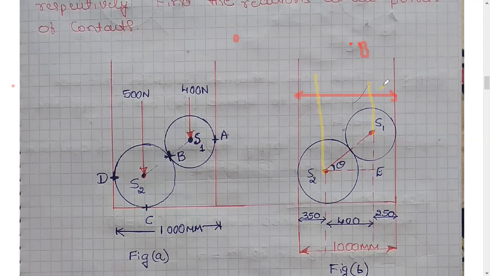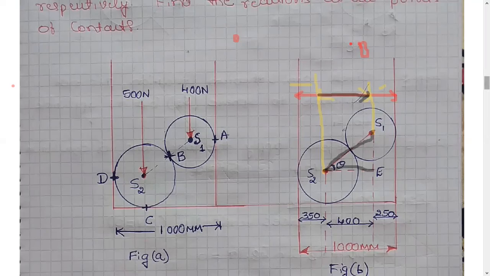You deduct these two parts. What is 350 mm minus 250 mm? The remaining is 400. So what does that 400 indicate? 400 indicates this particular distance. So this is called the horizontal distance, and this is the hypotenuse distance. Now we have the hypotenuse distance and the horizontal distance, so I can easily define cos theta.